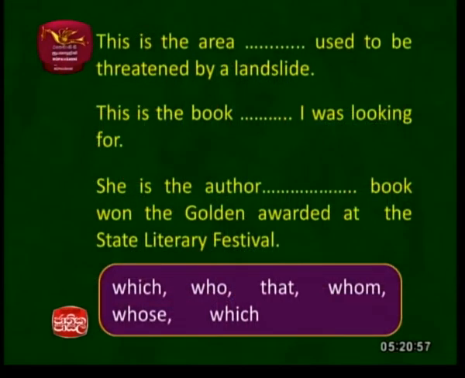This is the area which used to be threatened by landslide. Landslide means a land slip. It is talking about a place, a thing, so which. Used to be threatened by a landslide. Next one: this is the book that I was looking for. So I was searching for a book. You are connecting two thoughts, two ideas, and you put them into one sentence. Next, she is the author.